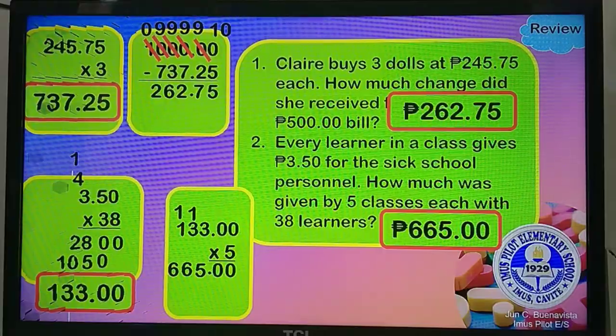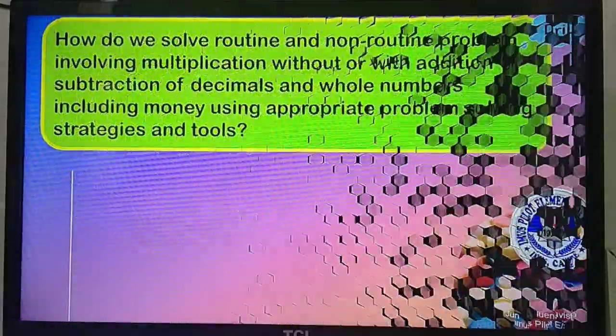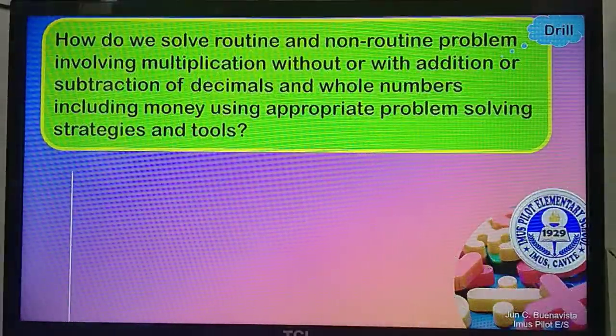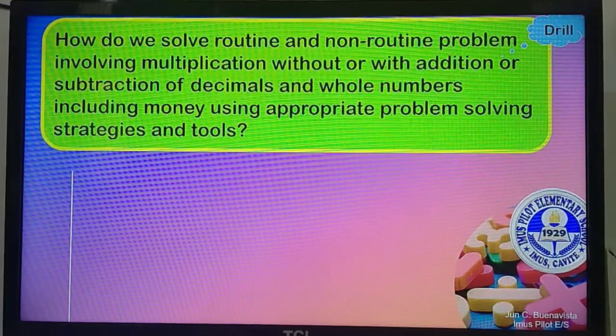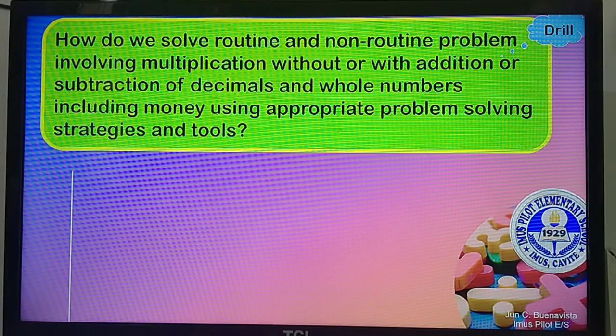So now, how do we solve routine and non-routine problems involving multiplication without or with addition or subtraction of decimals and whole numbers, including money, using appropriate problem-solving strategies and tools?